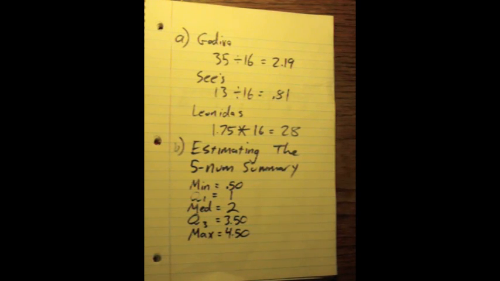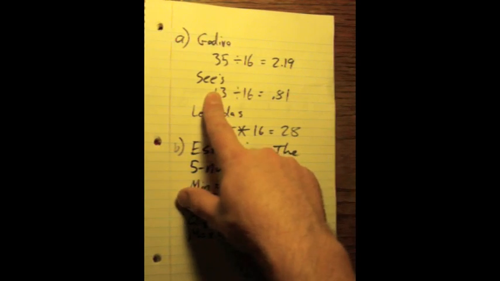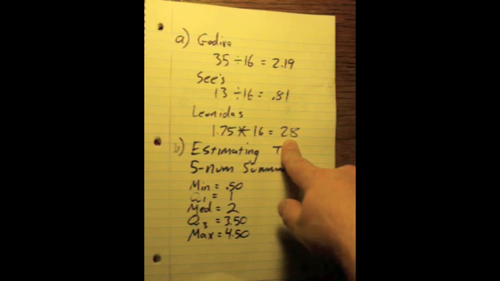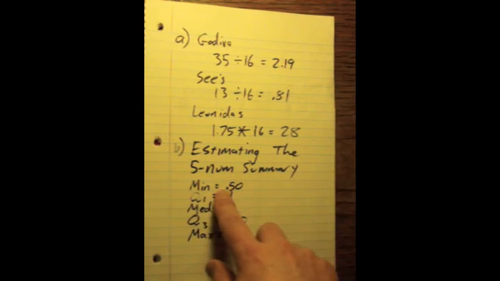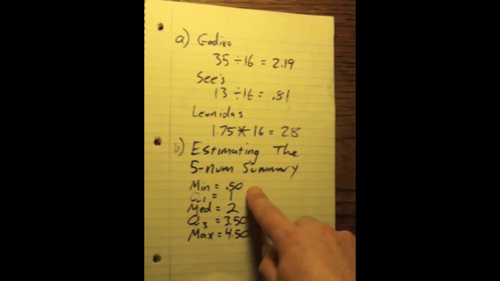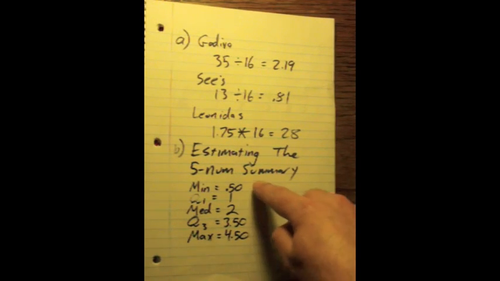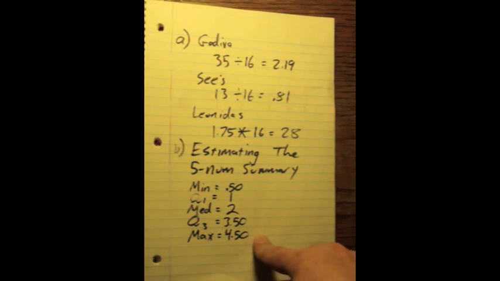So here are the numbers that we've been working with. The prices for Godiva chocolate and See's chocolate per ounce, and then the box price for Leonidas, and then I estimated the 5-number summary, and the numbers that I just read off: a median of 2, quartile 1 is 1, quartile 3 is $3.50, minimum is 50 cents, and the maximum is $4.50. And our job is to make a box plot from these estimates.